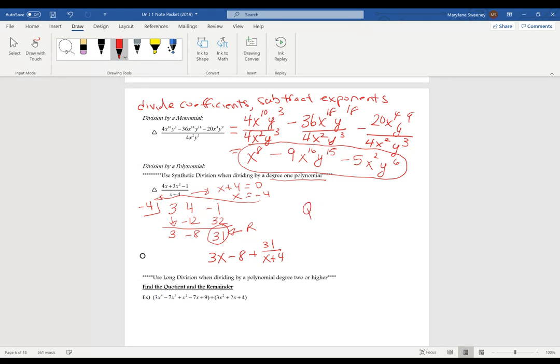Sometimes they'll just say, what's the quotient? What's the remainder? The remainder is the 31. The quotient is the 3x minus 8. So when they just ask, the remainder is the 31. When you're writing it in that quotient remainder summary notation, that's where you're putting that 31 over the x plus 4.